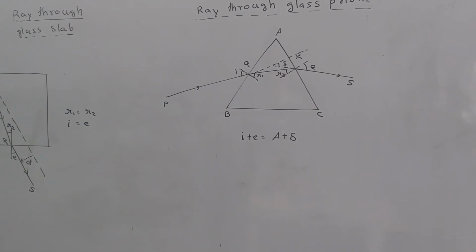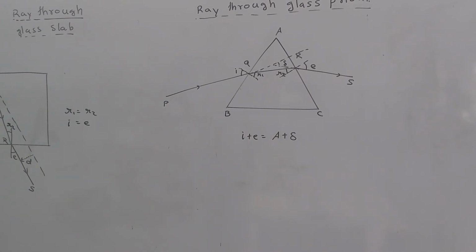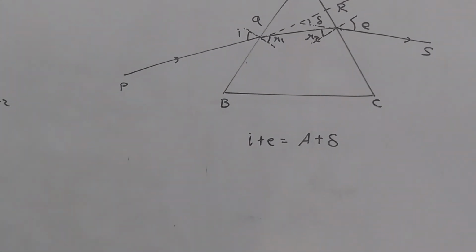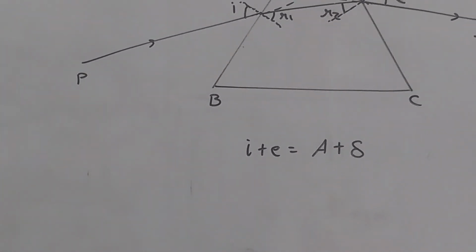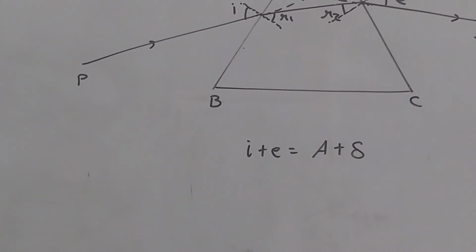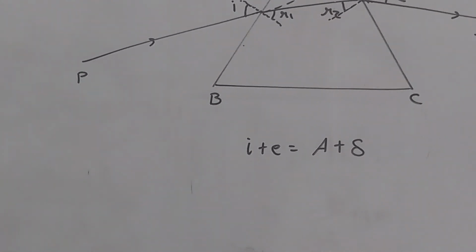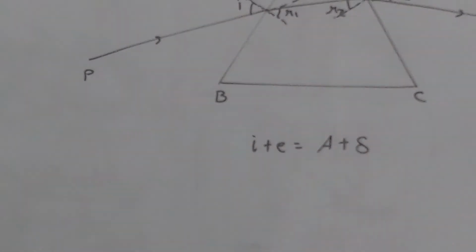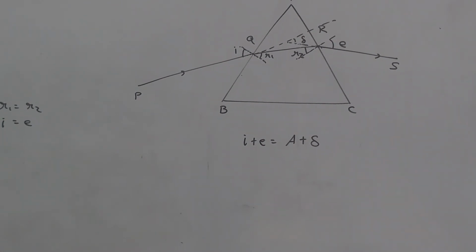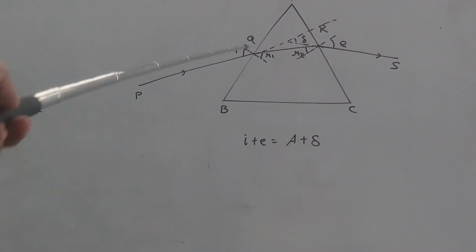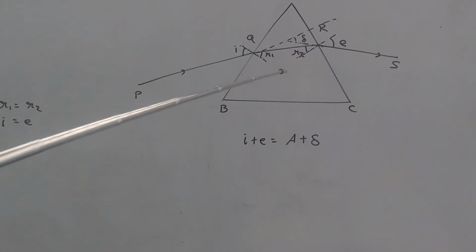Now what is the mathematical fact of this deviation? You can see the equation I have written below: I plus E is equal to A plus delta. What is angle I? Angle of incidence. What is angle E? Angle of emergence. What is angle A? Angle A is the prism angle you can see at the top.